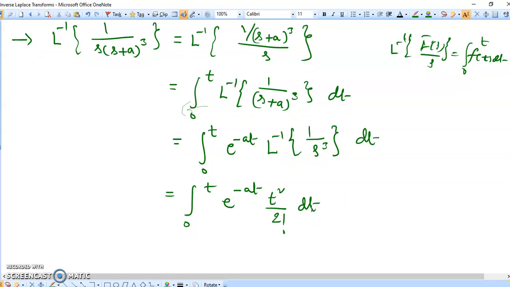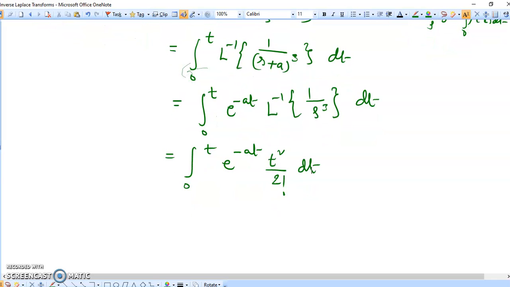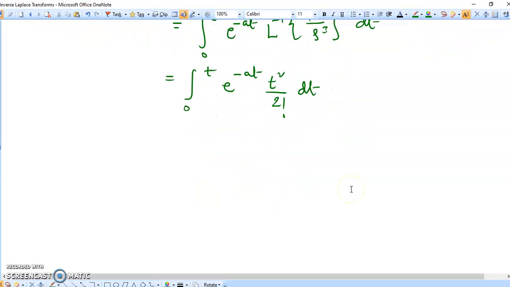Now I would like to do integration by parts, and the limits are to be substituted. This is now the same as 1 by 2 factorial, which is 1 by 2. I can bring that outside the integral sign, and now I am taking t square as my u and e power minus at as my v. I am using the Leibniz rule for integration by parts here. T square is my function u, and e power minus at by minus a is v.